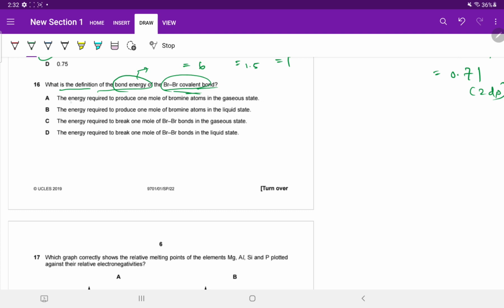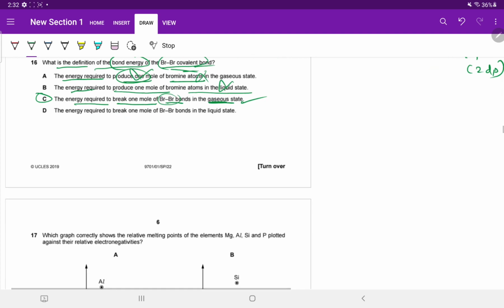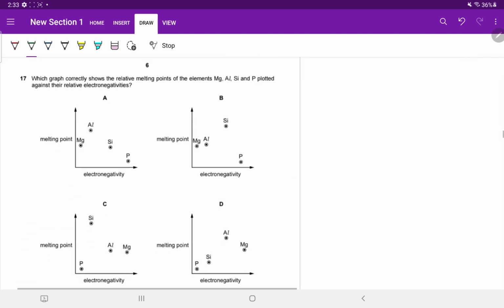So let's go to the options. The energy required to produce, no, not producing, bromine atoms. This is completely wrong. Option B says the energy required to produce 1 mole of bromine atoms in liquid state. No, we have to get gaseous state. So which gives us option C as a correct response. The energy required to break 1 mole of Br-Br bonds in gaseous state. That's correct. Option D says liquid state, so that's wrong.